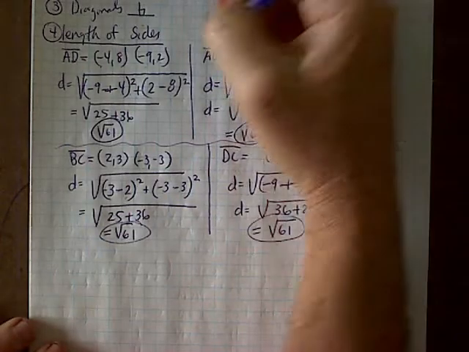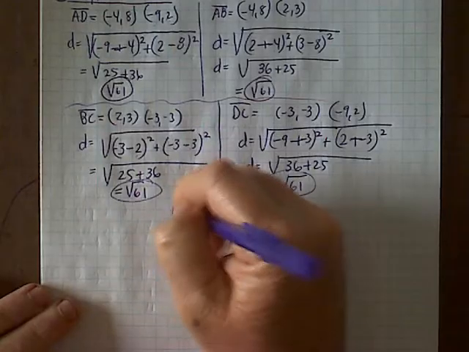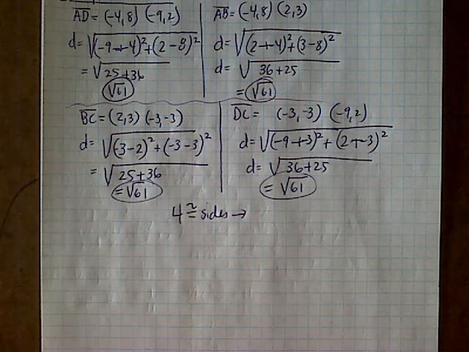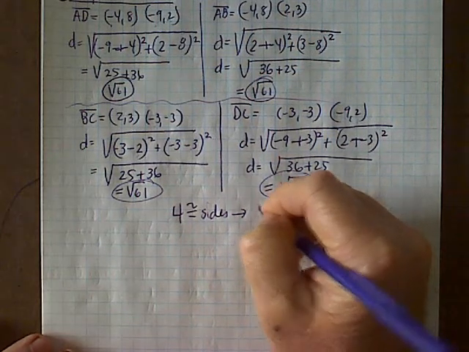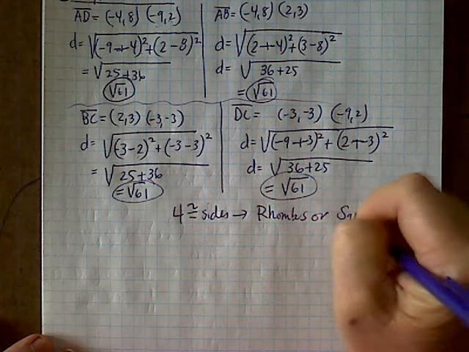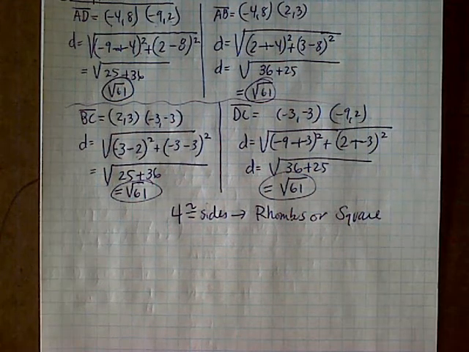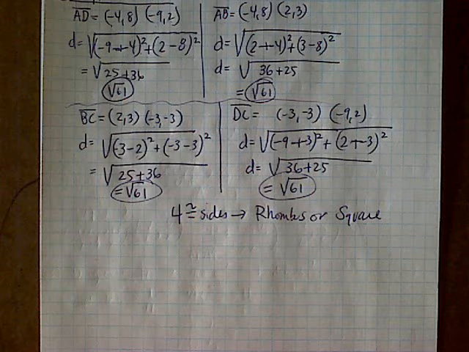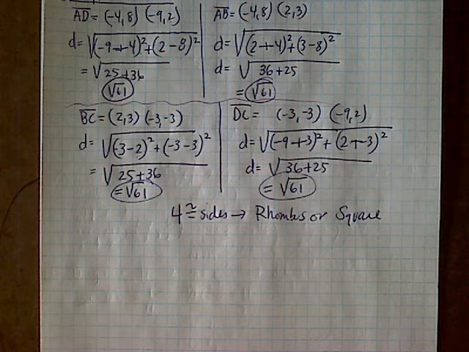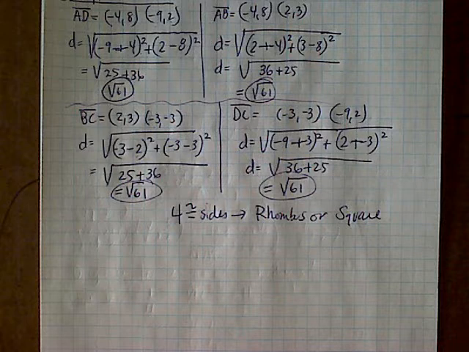Yes. So you have four congruent sides. That brings into play that it could be a rhombus or square, because rhombus or square have four congruent sides. All right. Now, how do you show that it's a square more strongly than it is a rhombus?